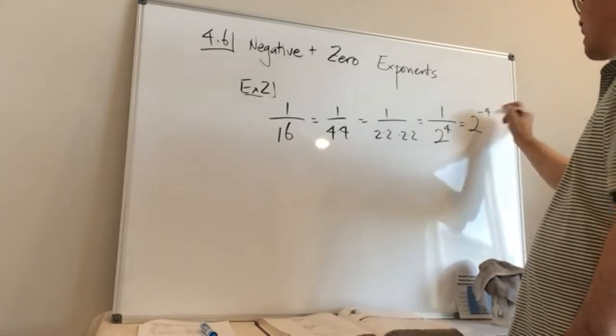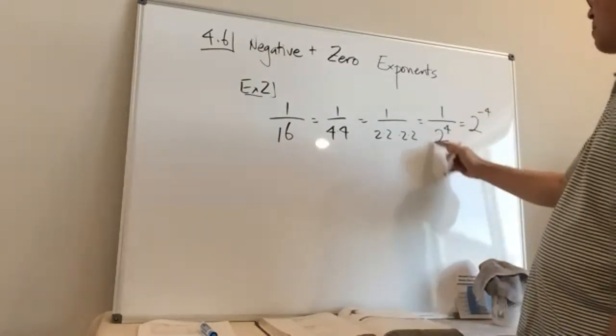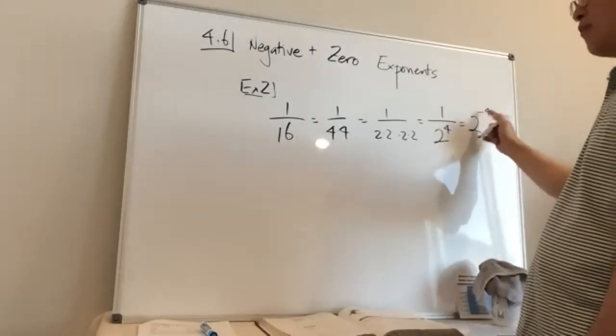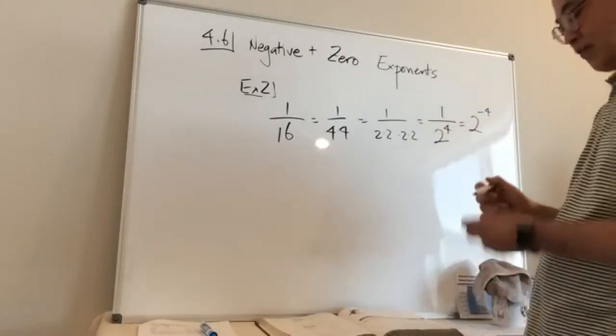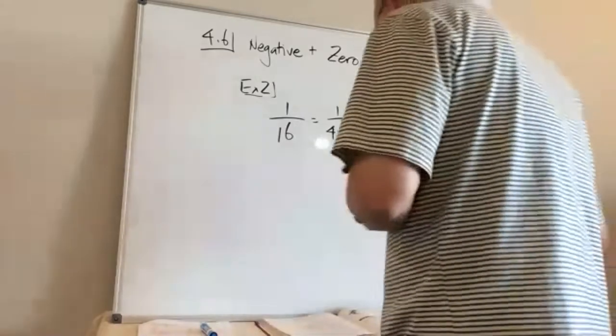Negative 4th, right? Because it's in the bottom here, right? That's why it's a negative 4. Okay, 2 to the negative 4. All right, let's do the next one.